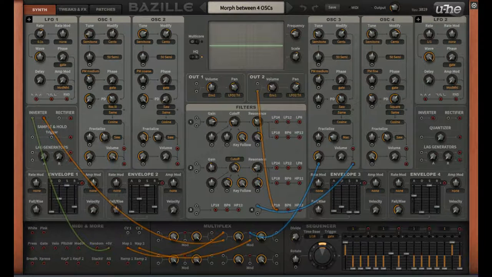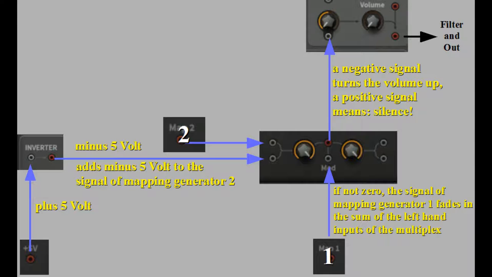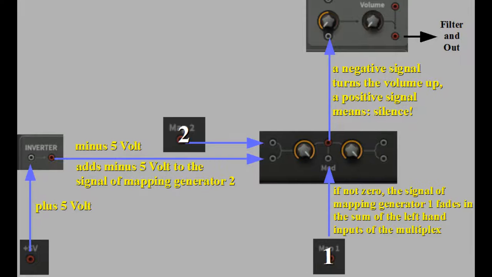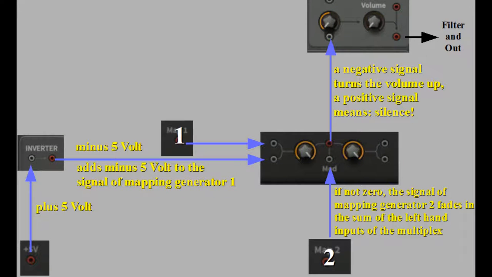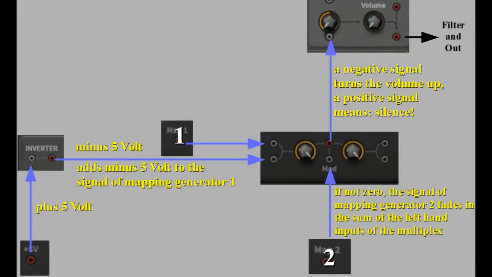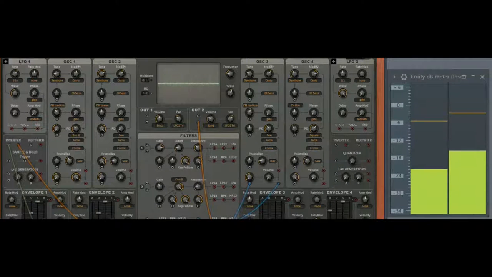Oscillator 3 then. Well, the patching of oscillator 3, as far as it concerns the mapping generators, is exactly the opposite to the previously discussed mapping of oscillator 2. The mapping generators 1 and 2 have only switched their position. Everything we have discovered talking about oscillator 2 is, well, upside down.